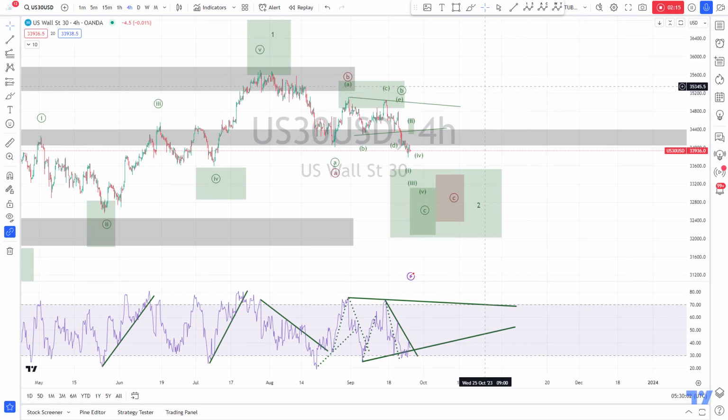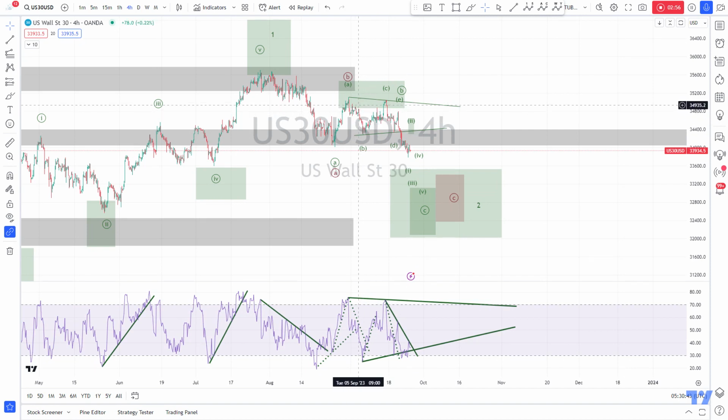Now, I do not really like this secondary scenario because that would mean that our wave C started here, and so then if I look at the internals of this structure, it would mean that this is a wave 1 here as an impulse, but I have difficulties with counting this as an impulse. This is only 3 waves in my opinion, and then there might also be a problem here with this impulse. So I think I elaborated quite well on this in my yesterday's video.